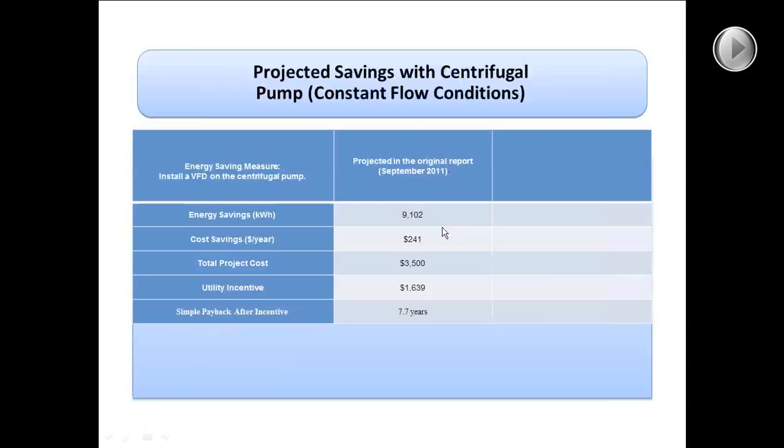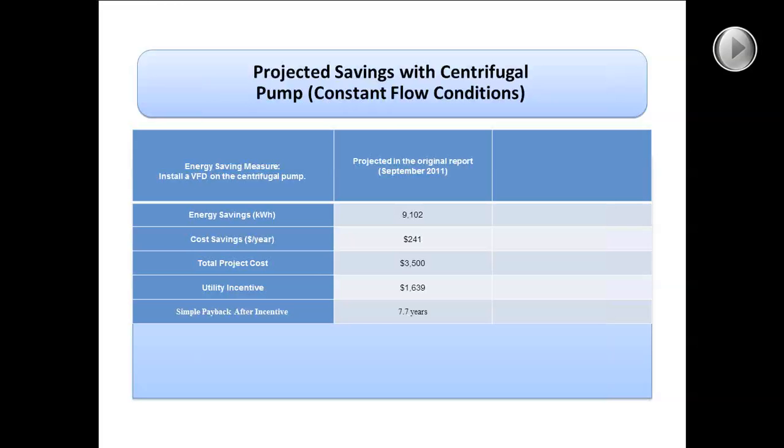The estimated energy savings for this project was 9,100 kilowatt hours per year. Cost savings of $241 per year, based on the utility's energy rates where we were operating. The cost of the VFD was $3,500. The utility actually paid an incentive toward this project of $1,639, and then the payback after the incentive for this project would be 7.7 years. And this is on a really good VFD project. That's probably a typical payback.